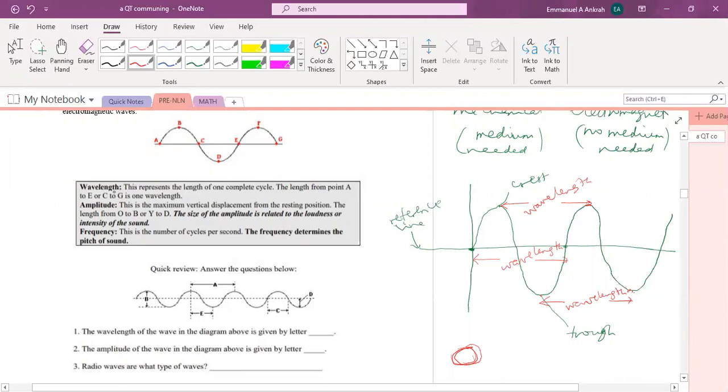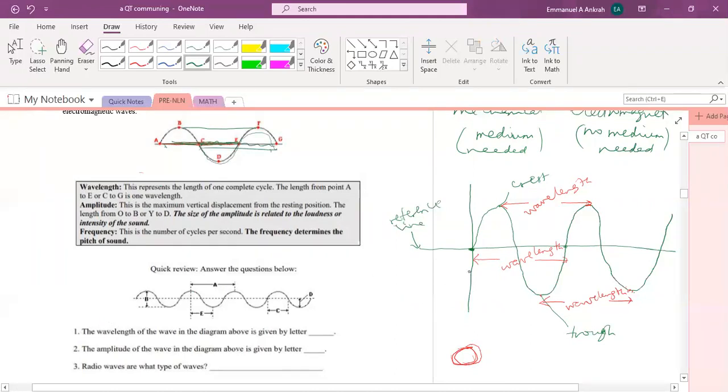Okay. So when I come to this diagram on this side, from point A to point E, that's a wavelength. So this is a wavelength from here to there. From B to F, this is a wavelength, and so on. I can say C to G, that's also a wavelength. It's also a wavelength here. It starts down, up, and back. That's a wavelength.